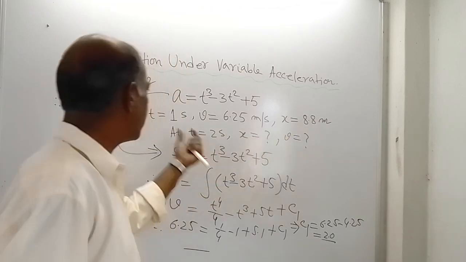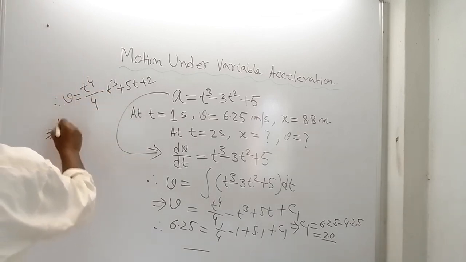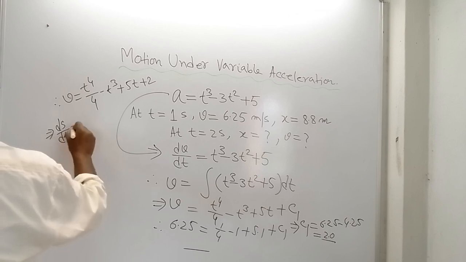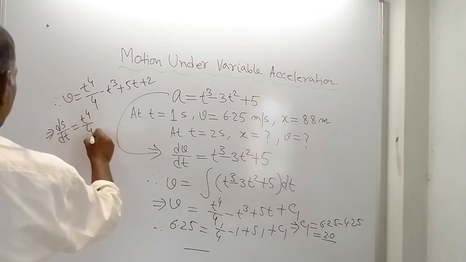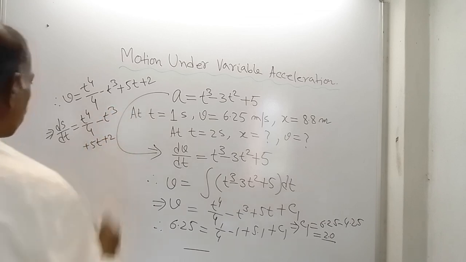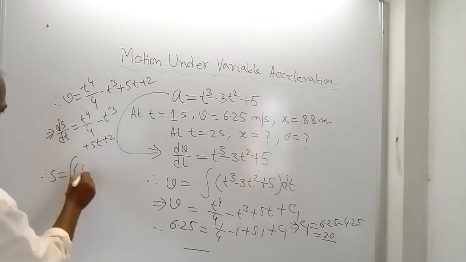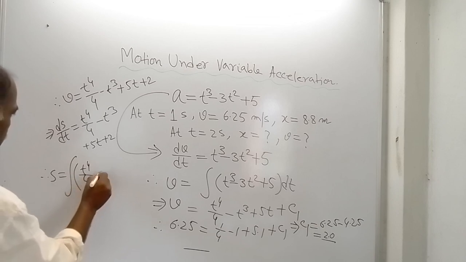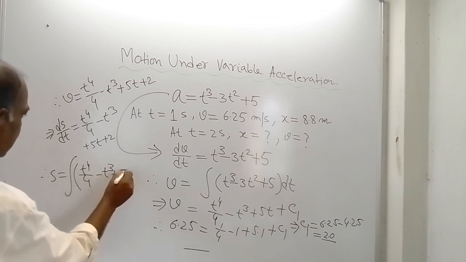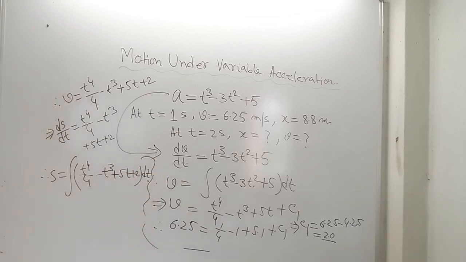x is equal to 8.8 meter when t is equal to 1 second. Now this v can be replaced by dx by dt. So dx by dt is equal to the right hand side, that is t to the power 4 by 4 minus t cube plus 5t plus 2. So x is equal to the integration of this, with dt.